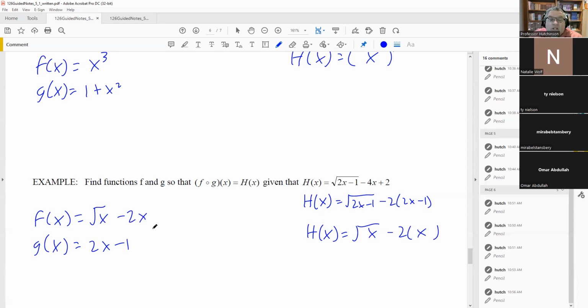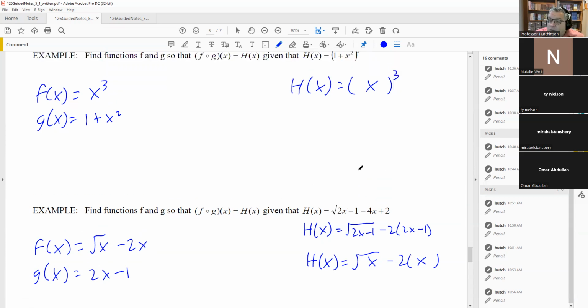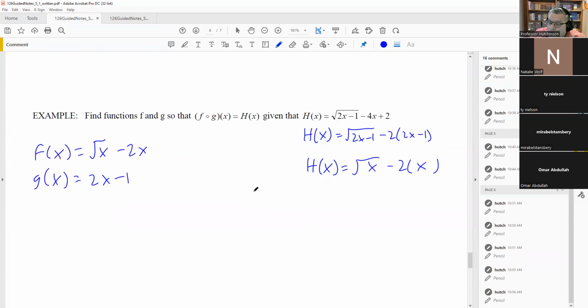You can always check to see if this works by finding out f of g of x. So if I find f of g of x, that means the g goes into the f. I would put in 2x minus 1 in for both the x's, and that would in fact give me the same thing that I started with. So again, you're just doing these in reverse of what we've done before.